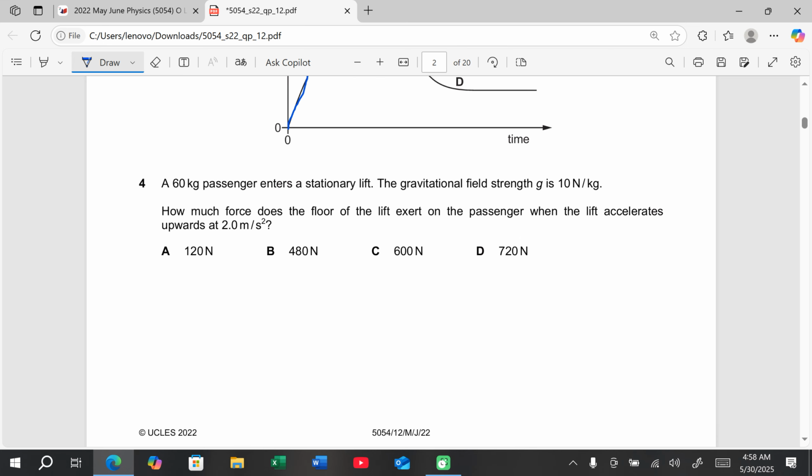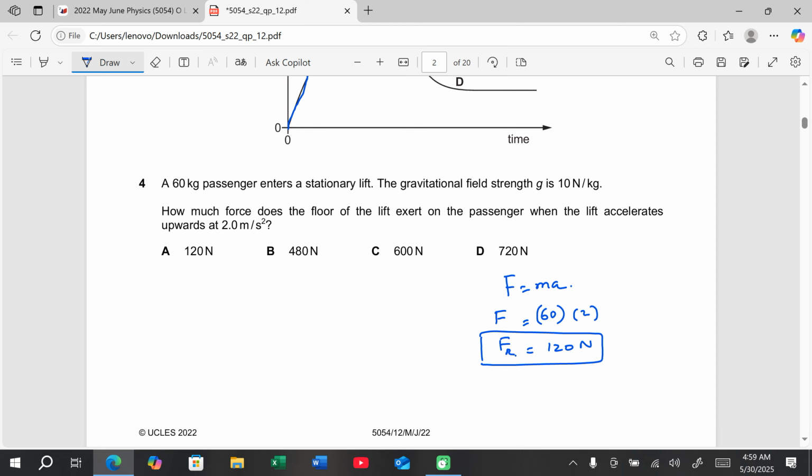A 60 kg passenger enters a stationary lift. The gravitational field strength g is 10 Newton per kilogram. How much force does the floor of the lift exert on the passenger when the lift accelerates upward at 2 meter per second square? Okay, so first of all we need to check out the resultant force, which is F equals ma. Since the passenger has a mass of 60, and it is accelerating at 2 meter per second square, that's 120. This is the resultant force.